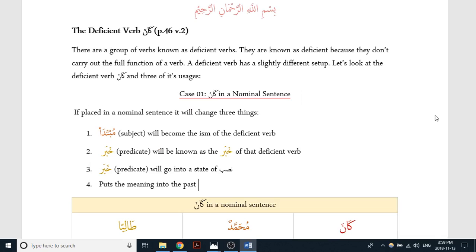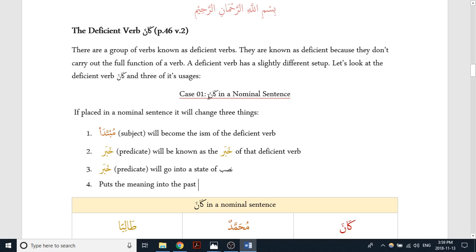So let's take a look at the deficient verb kana. There are a group of verbs known as deficient verbs. They're known as deficient verbs because they don't fulfill the full function of a verb. Usually when it comes to a verb, we have a fa'il, which is the doer. Then we have a maf'ul, which is the object. Sometimes we'll have an object, sometimes we won't. But in this case, a deficient verb has a slightly different setup. So let's take a look.